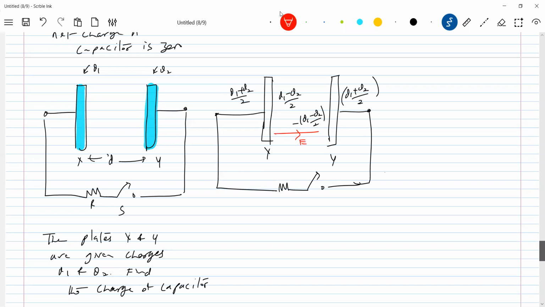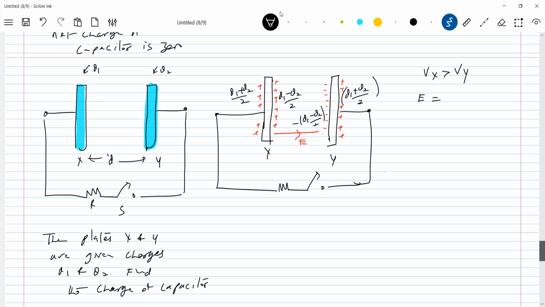How can you see? From Gauss law, this is positive. The charge here will be positive. Here also positive charge will be deposited. Here it will be negative charge if you check, and here it will be positive charge. So the net field between the plates will be towards the right. And from electrostatics, the electric field is directed from higher to lower potential. So which plate is at higher potential? Vx will be greater than Vy.